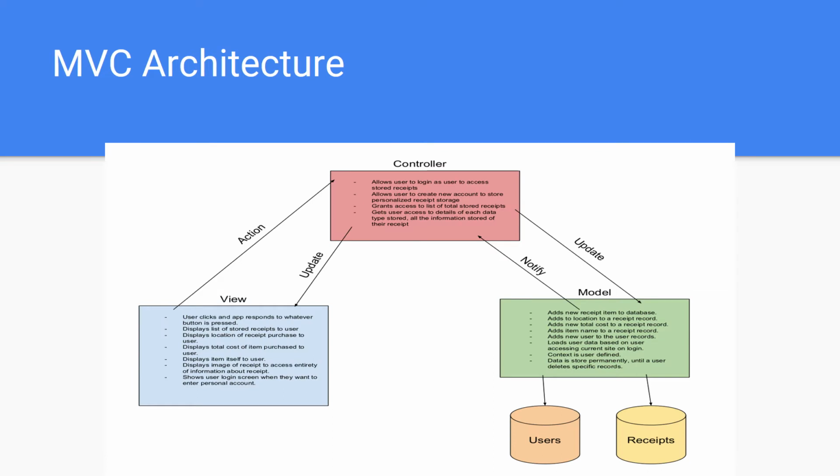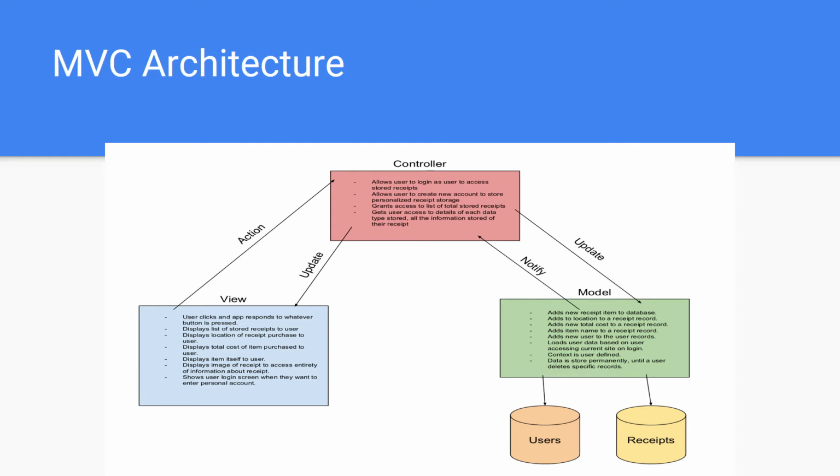So the three functions of the MVC architecture are as follows. The view takes user clicks and the app responds to whatever button is pressed. It displays the list of stored receipts to the user, displays the location of the receipts purchased, displays the total cost of items purchased, displays the item itself, displays the image of the receipt to access the entirety of the information that was not entered previously by the user, and it shows user login screens when they want to enter personal information and personal amounts, as well as allowing them to create user accounts.